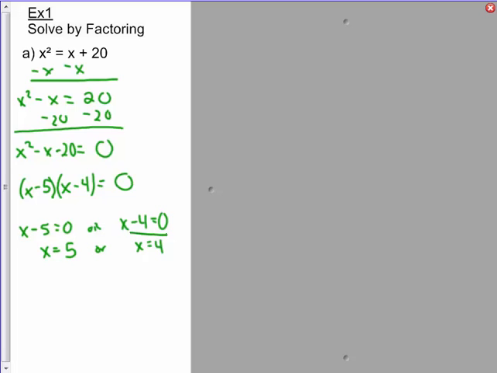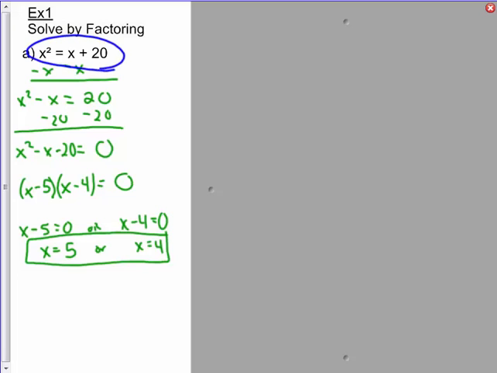Notice that in a quadratic, I'm usually going to get two solutions. In this case, 5 and negative 4. So again, get everything over to one side first. Get one side equal to 0, everything over to the other side.